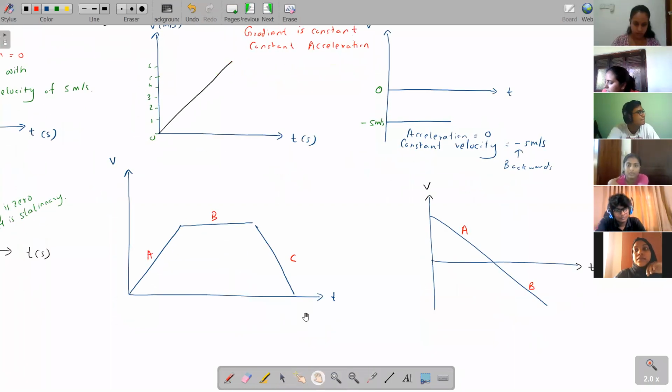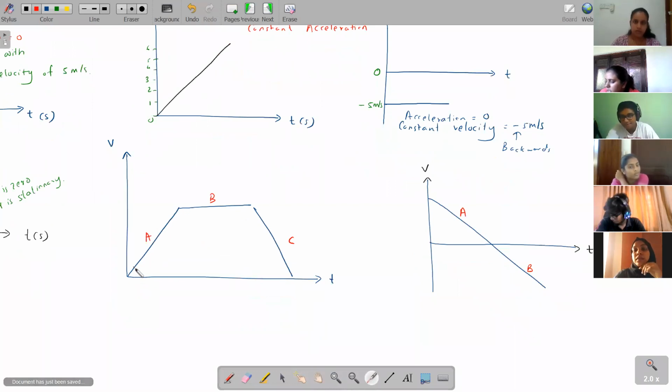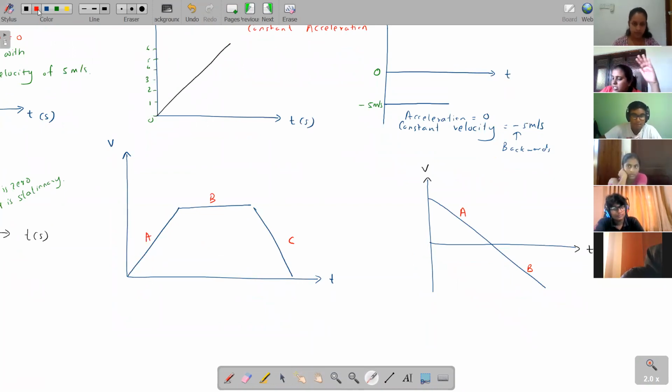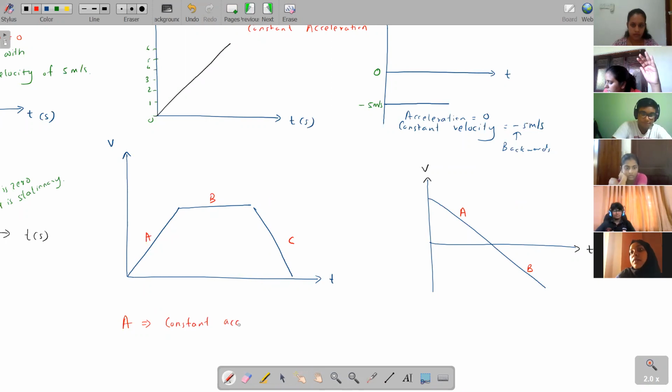Okay, so look at this graph here, children. Looking at sections A, B, and C, very clearly we can see in section A the velocity is increasing and there is a constant gradient. Therefore, in section A there is a constant acceleration. The object travels with constant acceleration, which means what? The velocity increases. So you are traveling and the velocity increases.